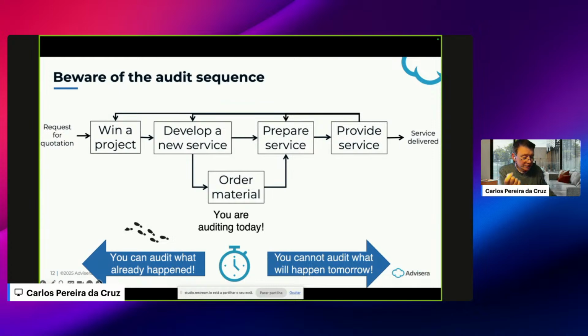So let's look at the flow of this process. Starting the audit on a process within a project doesn't provide an opportunity to trace evidence back, while starting the audit at this providing service process allows you to go back and audit everything, from the commercial commitment to development of the service, the preparation, the ordering of materials or services, and the service provision. Then you can use the information collected to audit, for example.